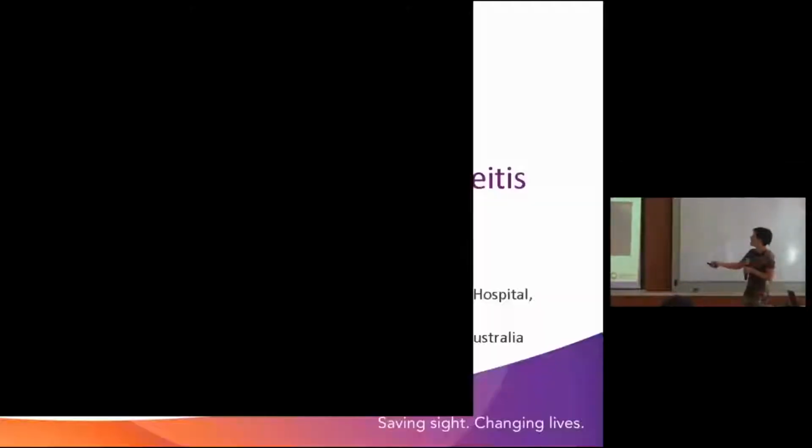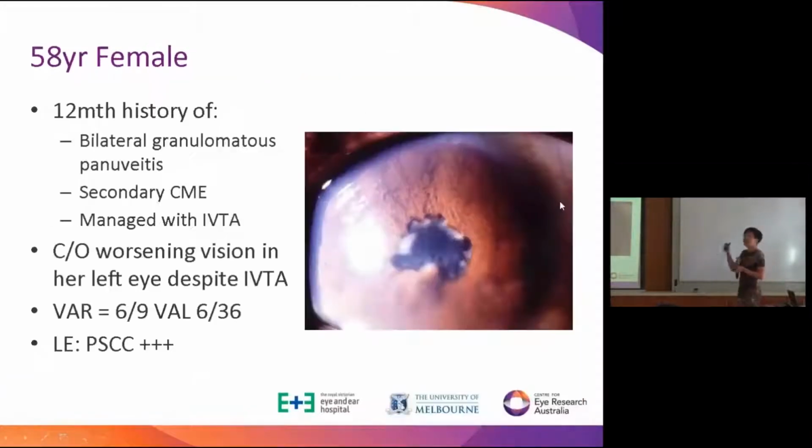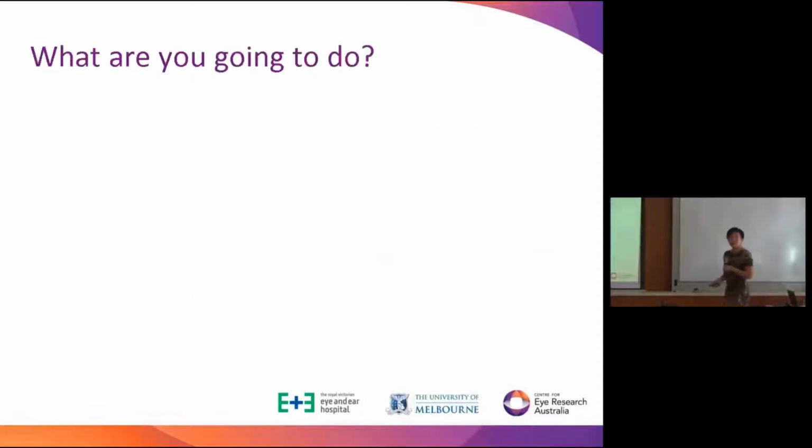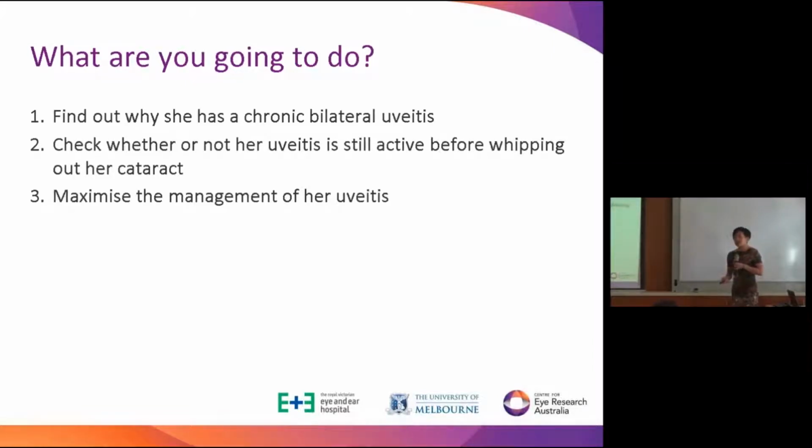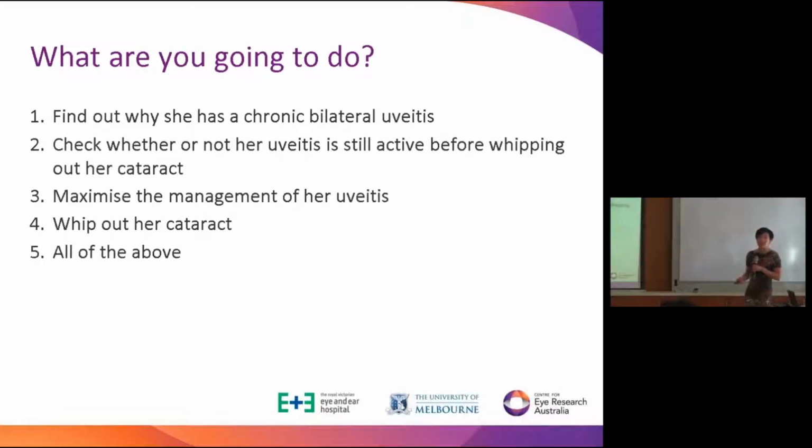So essentially, a 12-month history of bilateral granulomatous uveitis with secondary cystoid macular edema, managed by someone else with just intravitreal triamcinolone, and she's complaining of worsening vision in her left eye despite the triamcinolone. This is her. She's got posterior subcapsular cataract, vision down to 6/36. So what are you going to do? Are you going to find out why she's got the chronic bilateral uveitis? Are you going to check whether her uveitis is still active before taking out her cataract? Are you going to maximise the management of her uveitis first? Are you just going to take her cataract out? Or all of the above?